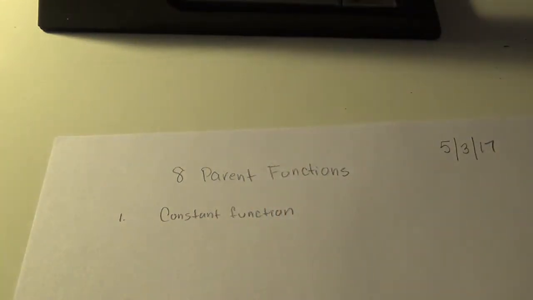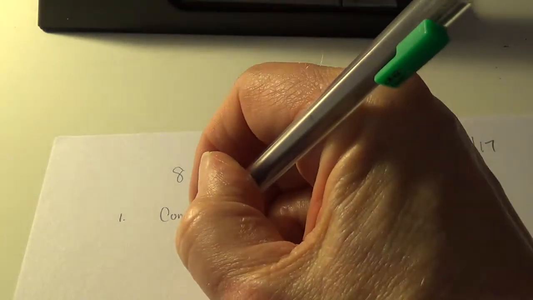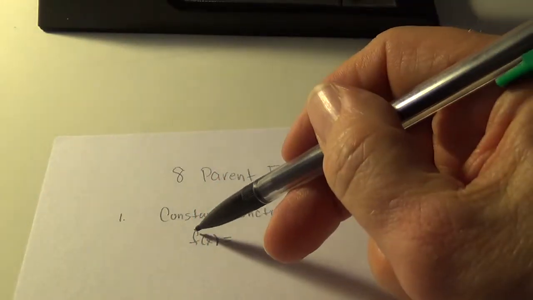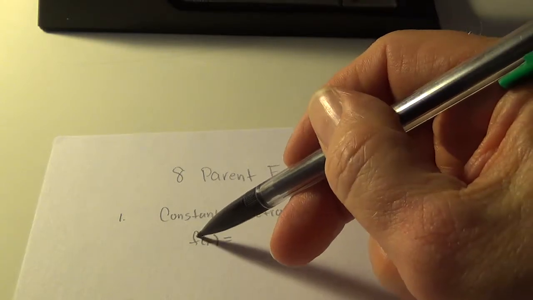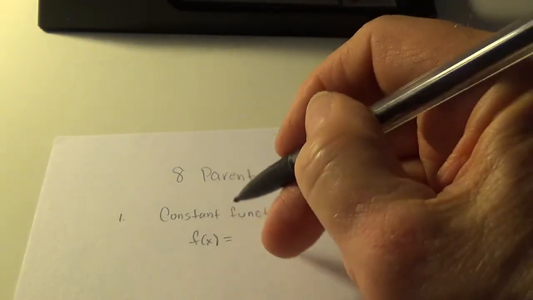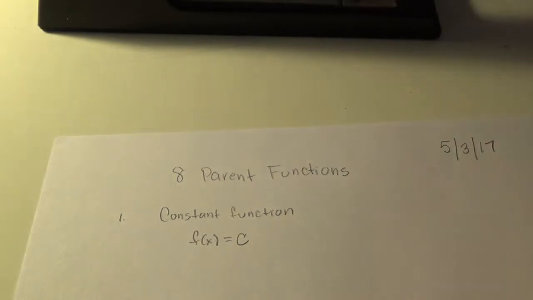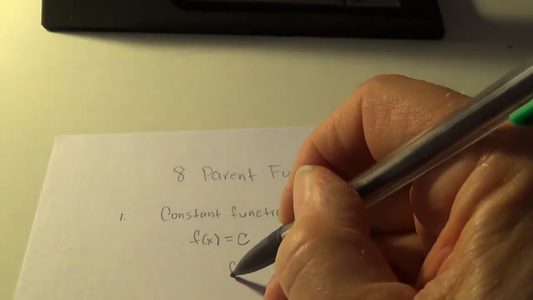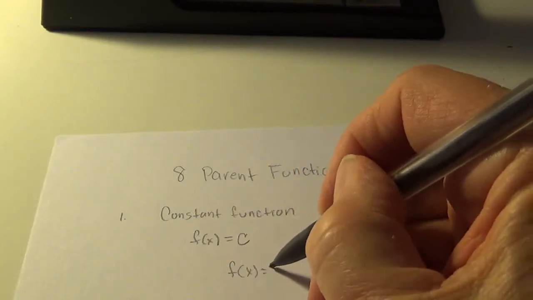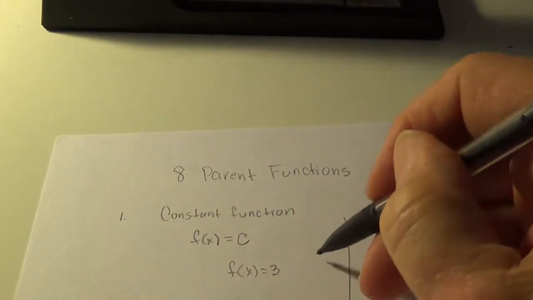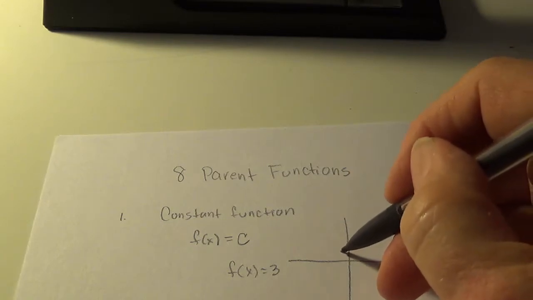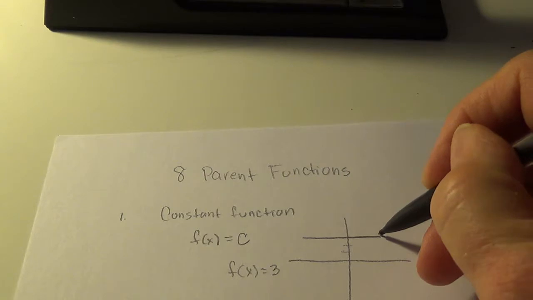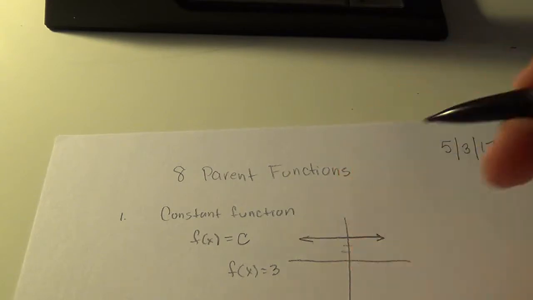The constant function is f of x. You can think of it as y, but since we're studying functions, I'm going to use the functional notation. It's read f of x equals some constant. And I'm going to graph for us f of x equals 3, for example. So I'm going to graph it. 1, 2, 3. It is a horizontal line crossing at y equals 3.